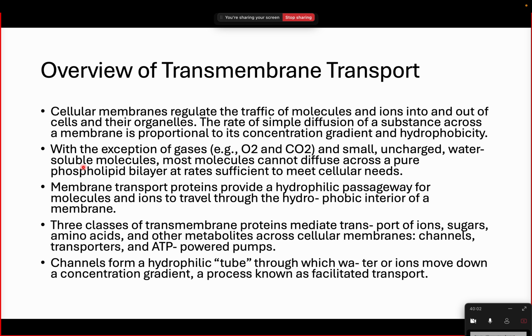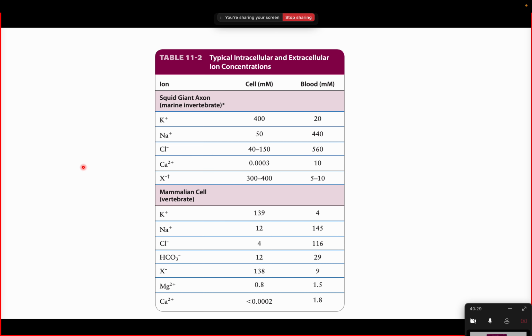Membrane transport proteins provide a hydrophilic passageway for molecules and ions to travel through the hydrophobic interior of a membrane. Three classes of transmembrane proteins mediate transport of ions, sugars, amino acids, and other metabolites across cellular membranes: channels, transporters, and ATP powered pumps. Channels form a hydrophilic tube through which water or ions move down a concentration gradient, a process known as facilitated transport.